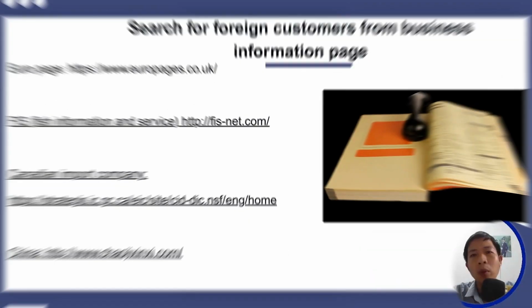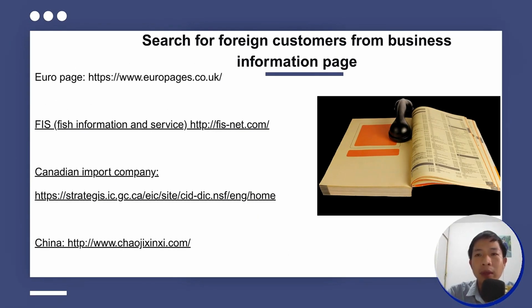Okay. And next, we will go through another search method, which is to search through business information pages. There will be a lot of business information pages. It will link businesses in a field or in an industry that will be a foreign company. It will be very suitable for you to access.